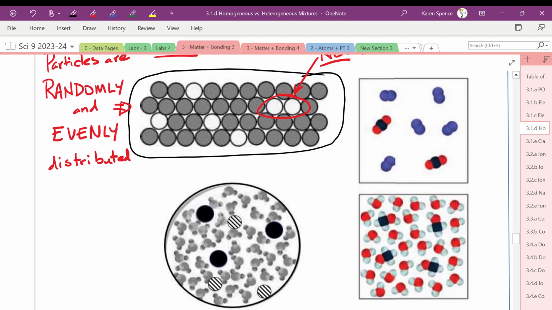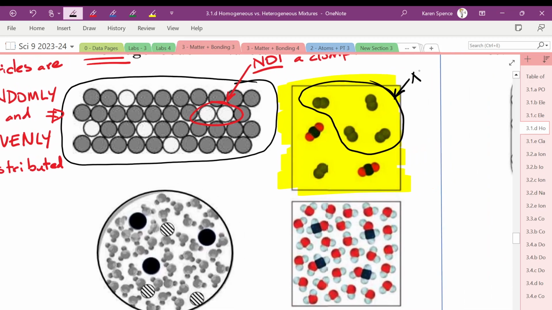Now, this sample over here, the one I'm highlighting yellow, it's almost hard to tell whether that's a homogeneous or a heterogeneous mixture just because there are so few particles. Are you going to say, oh, I have a clump here? Is that really a clump though? No, because we have so few molecules, it does not qualify as a clump. So again, this is not a clump. We have done the best that we can in that small of a space with that big of particle pictures.